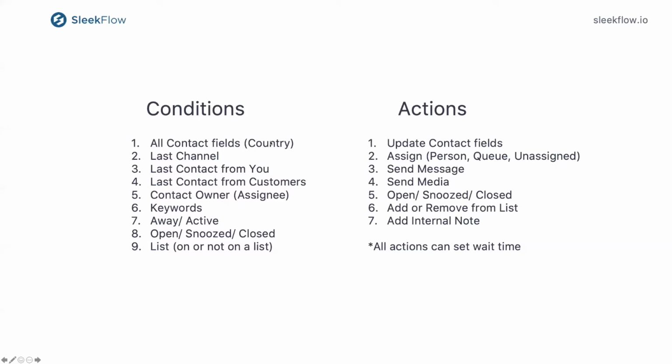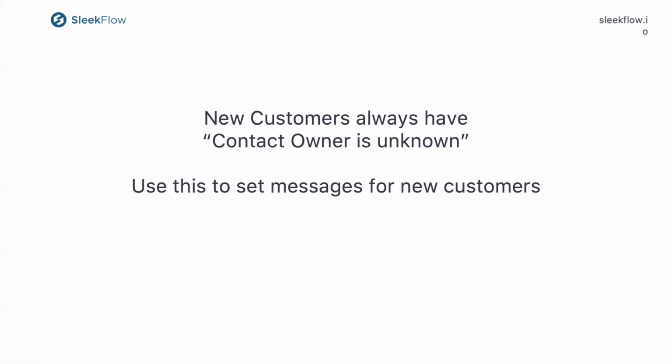For example, if contact owner is unknown, there's a new conversation, you want to send a message saying, hello, welcome to SleekFlow. How can we help you today? This is some common type of automations. As a reminder again, all new customers in SleekFlow have contact owner is unknown. So if you go to automations and set contact owner is unknown, it means that it's a new customer.